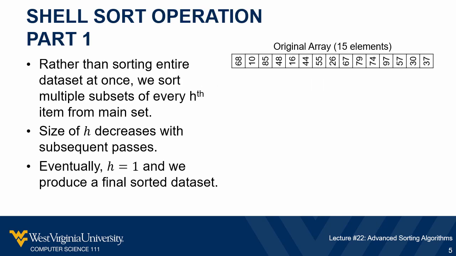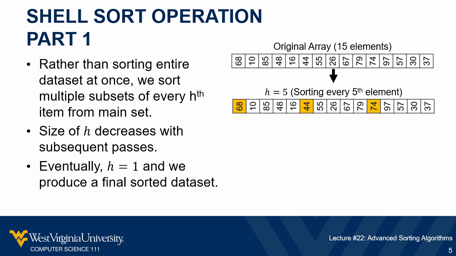With Shellsort, rather than trying to sort an entire array at one time, we divide it up into a series of subarrays that we sort. We don't partition the array into a first half and a second half. With Shellsort, we take every H element. So if I'm going to use a size of, for example, H equals 5, I will take elements 0, 5, and 10 and sort those.